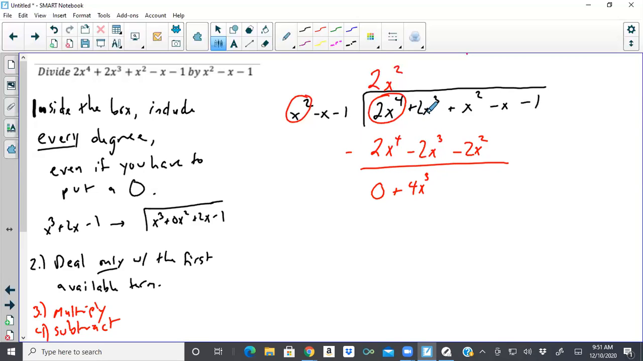Can't have that happen. 2x to the third minus negative 2x to the third is a positive 4x to the third. X squared minus negative 2x squared is a positive 3x squared. And then notice right here, I don't have anything else left, so I'm going to drop them down. So this term gets dropped and this term gets dropped, so minus x minus 1.